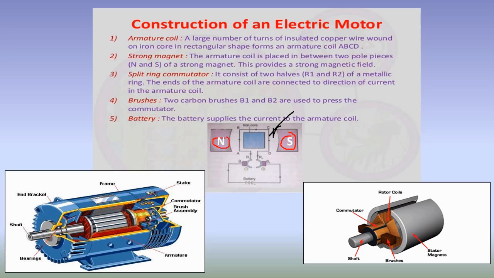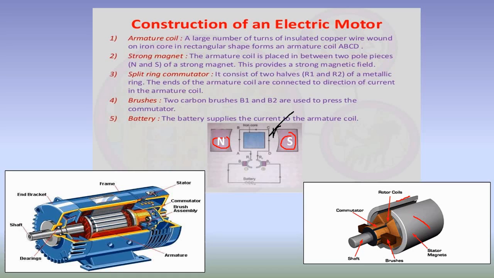Also, on the two pictures which can be seen on the screen, if we look at the right hand side picture, this picture is quite simple. These curved magnets, which I have marked in red color, are the stator magnets. Students, by the way, these strong magnets are also known as stator magnets. And inside the stator magnets, there is the armature coil.